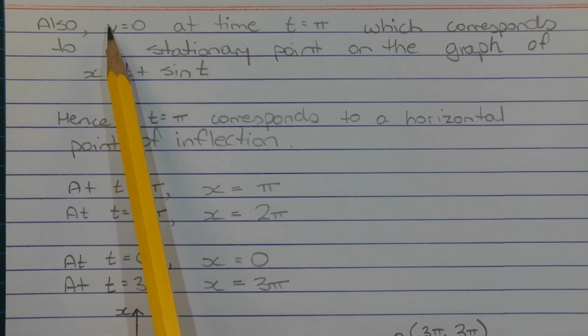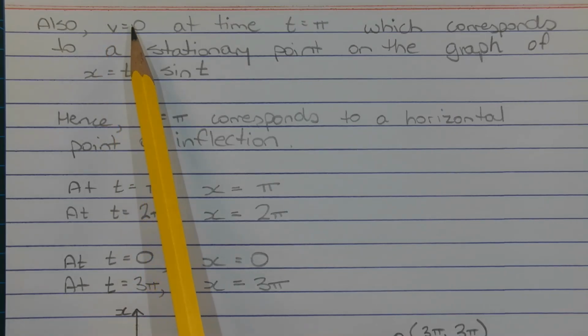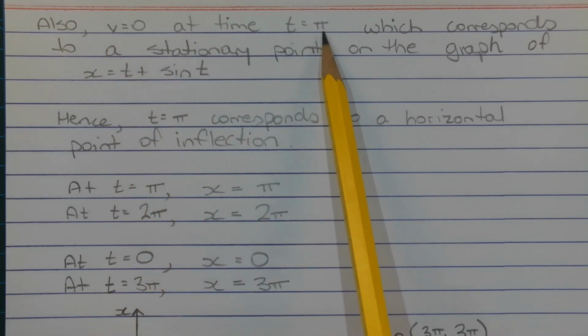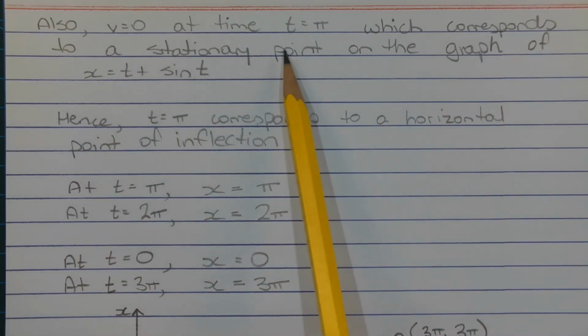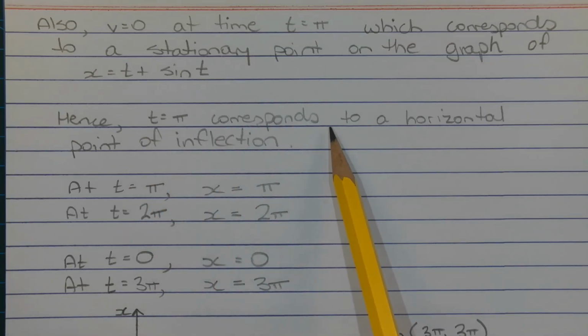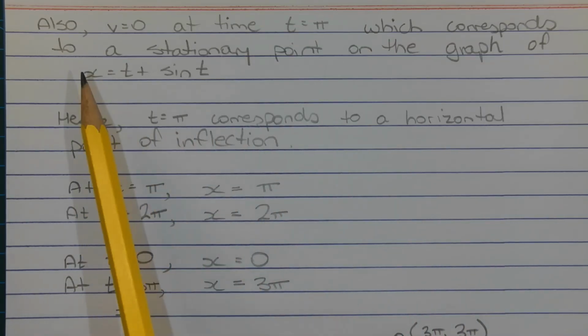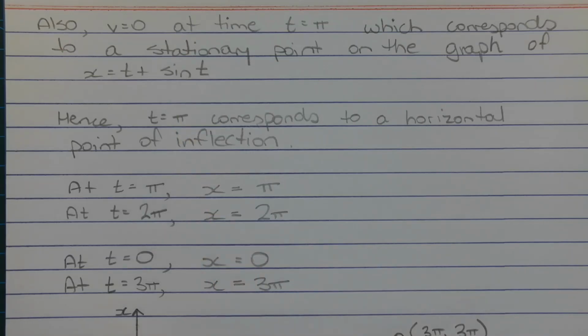Also, the velocity v, or dx/dt, is equal to 0 at time t equals pi, and this corresponds to a stationary point on the graph of x equals t plus sine t. We previously saw that at time t equals pi, this corresponds to a point of inflection. So if it's a stationary point and a point of inflection at t equals pi, this corresponds to a horizontal point of inflection on the graph of x equals t plus sine t.